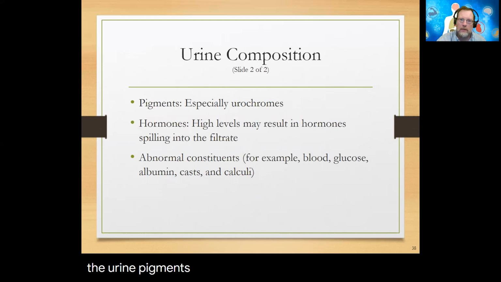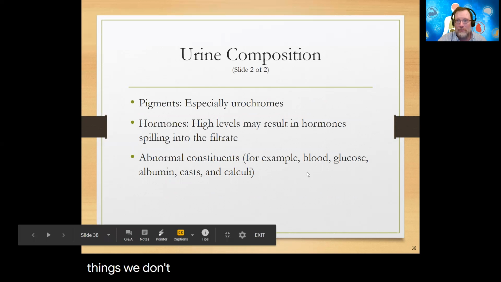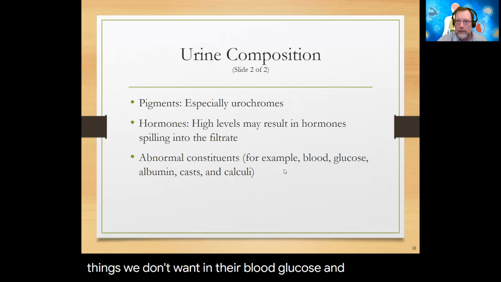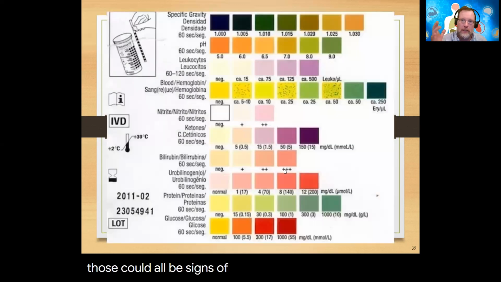Pigments, urochrome is what gives urine its yellow color. Hormones oftentimes are going to be eliminated from the body through the urine. And then some things we don't want in there: blood, glucose, albumin. Those could all be signs of kidney disease. Those fenestrations in the glomeruli are ruptured, or anything and everything is entering in.